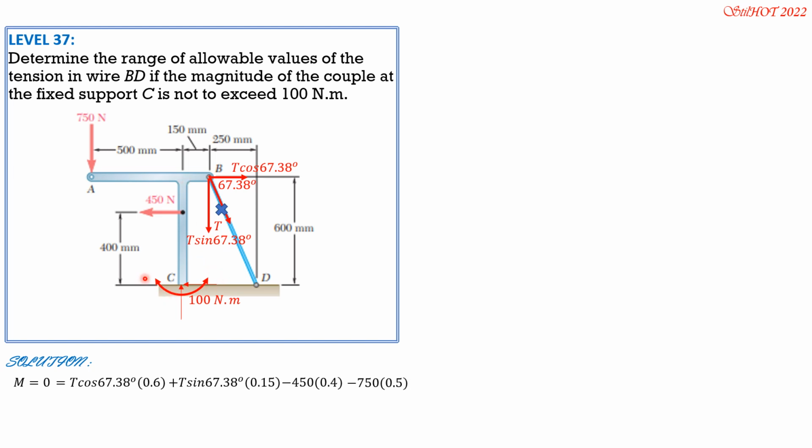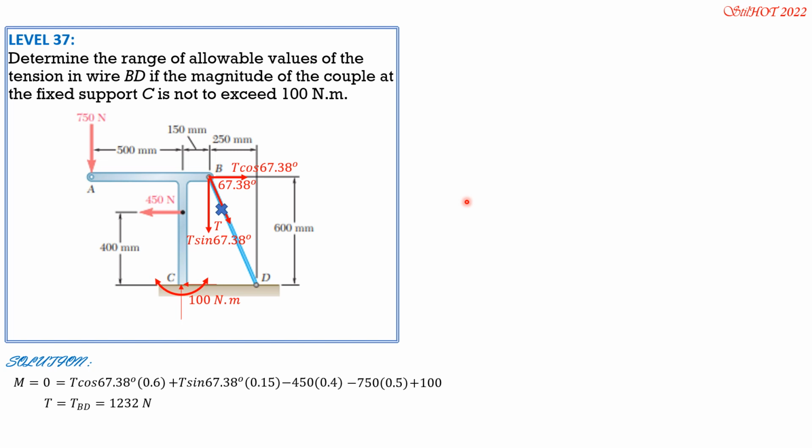And plus 100 because for minimum T, it should have the same sense of moment of the tension. So plus 100. So from there, we can solve for T. 450 times 0.4 plus 750 times 0.5 minus 100 divided by quantity 0.6 cosine 67.38 plus 0.15 sine of 67.38. So T sub BD equals 1232 newtons.